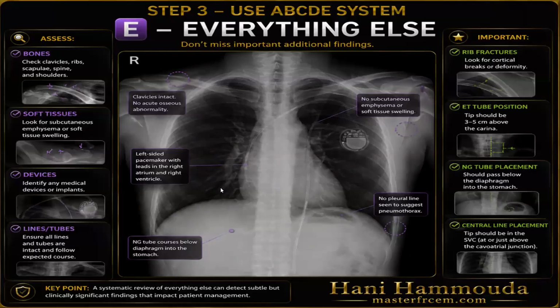Done. Then everything else. Check the bones for any fracture, like ribs or vertebra or spinous process. Check the soft tissue for any subcutaneous emphysema. Check devices, any device connected, like ET tube, NG tube, ICD. Done. Then additional views, like what? Lateral view, PA view, or you can do another CT scan.